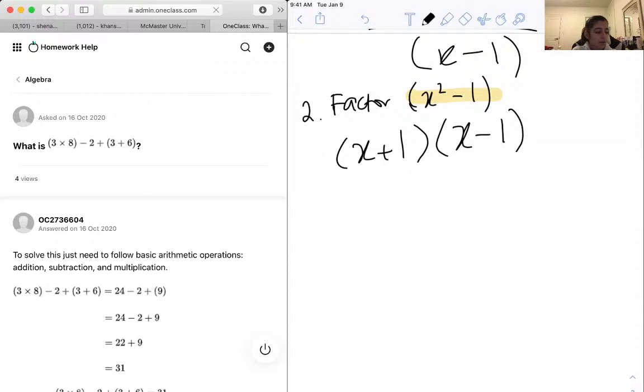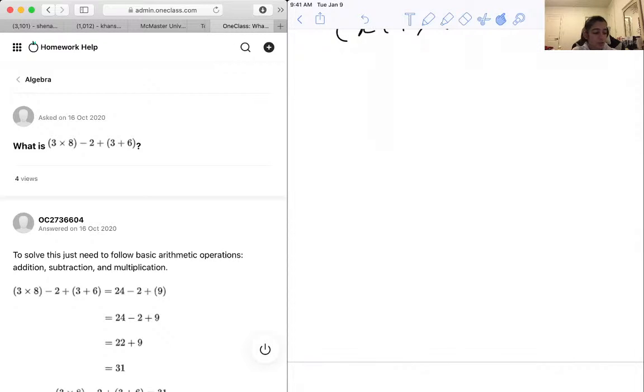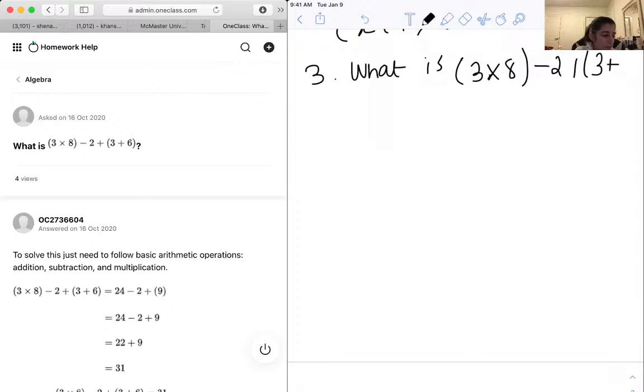Okay. Next question, we're going to be using: what is (3 × 8 − 2) + (3 + 6)? And that is our question. We're going to be following BEDMAS.